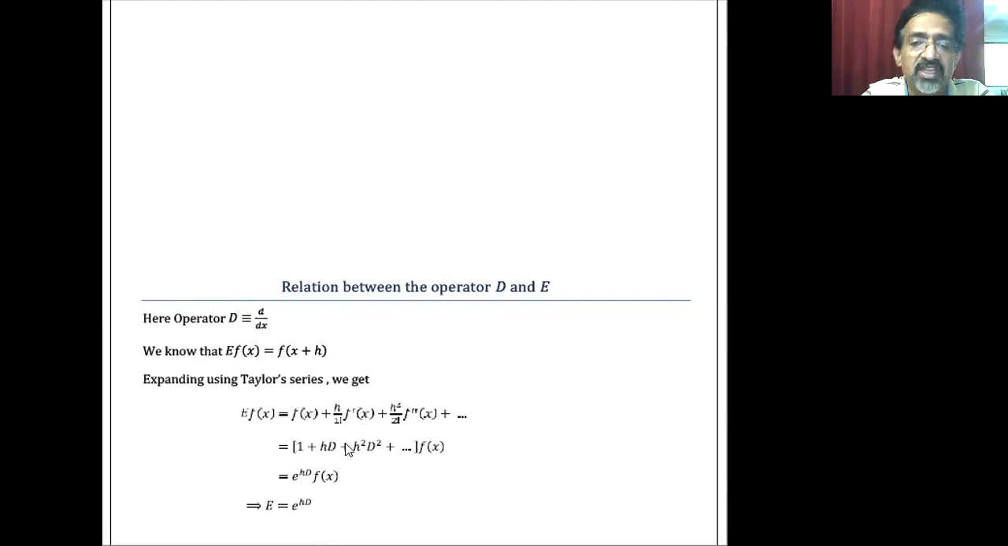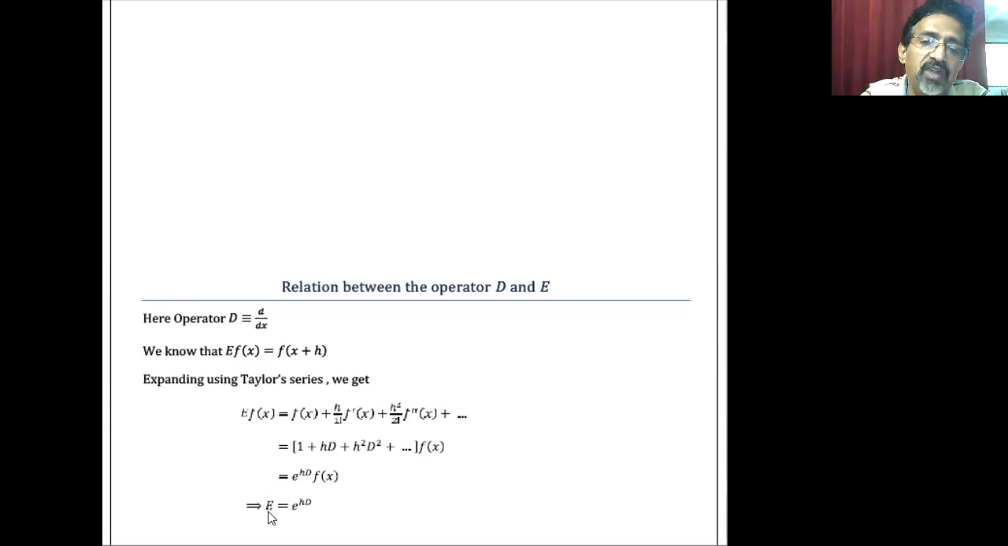E of fx equals 1 plus hD plus h squared D squared plus h cube D cube, like that I can write, right? So if I consider the Maclaurin series expansion of e raised to hD, I can write 1 plus hD plus h squared D squared and so on as e raised to hD, because e raised to x expansion is what? 1 plus x plus x squared plus x cube and so on. So if I use that, I can write this as e raised to hD of fx. That means E of fx is e raised to hD of fx.